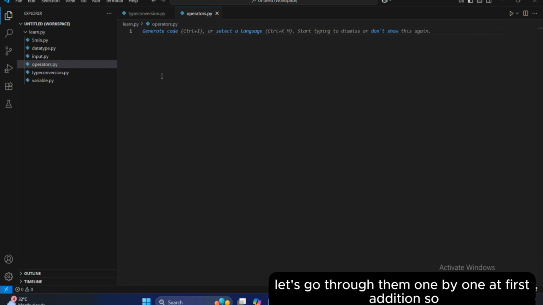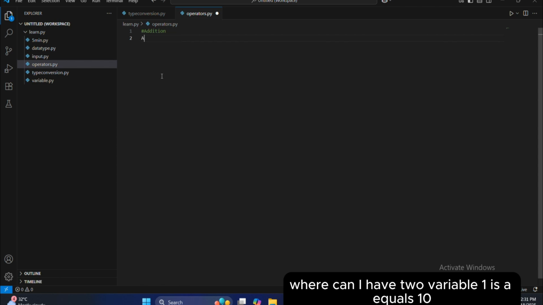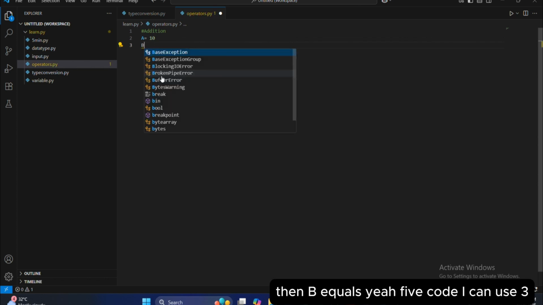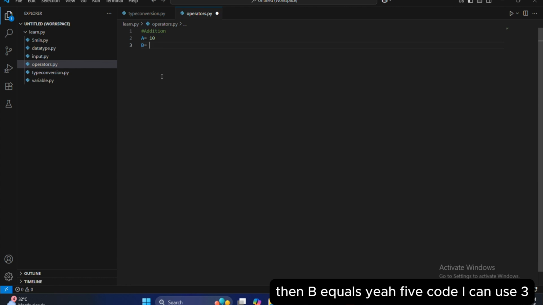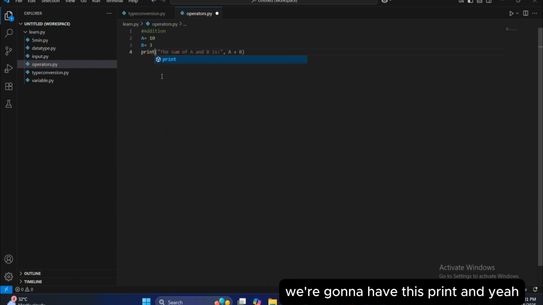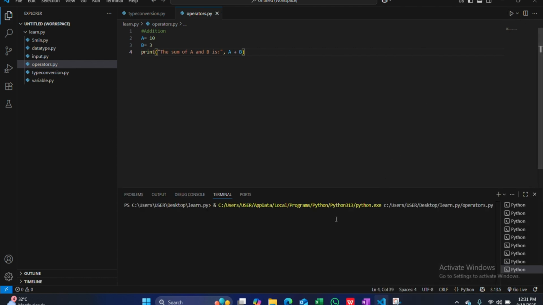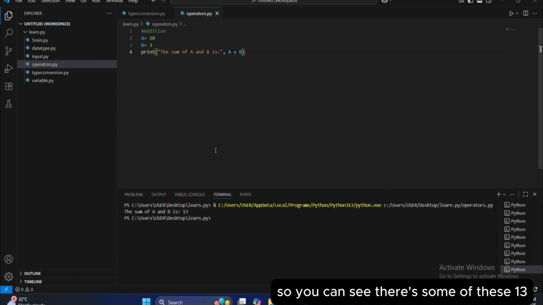At first, addition. Let's see one. We're gonna have two variables. One is a equals 10, then b equals, fine, I can use 3. Then let's see how to add. I have this print, sum of a and b is a plus b. Okay, let's see what it gives. So you can see the sum of a and b is 13.